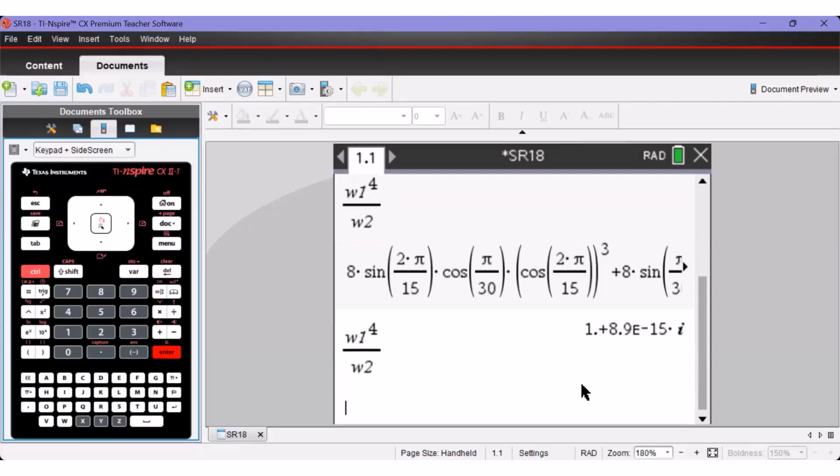what we get is an answer that we need to interpret. It's 1 plus a number which is so vanishingly small that we can say that the calculator has confirmed to us that W1 to the power of 4 divided by W2 does indeed give us 1, which is an integer. So this is an example of a question which is most definitely best done without a calculator, but you can use your Nspire to confirm the result.